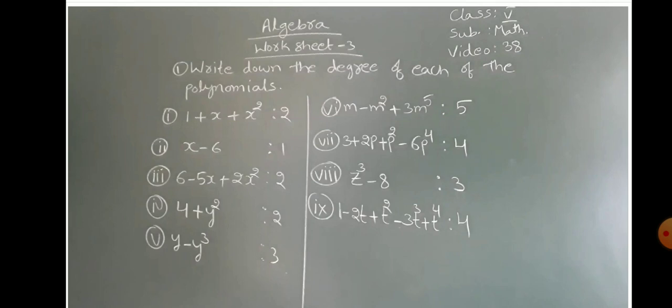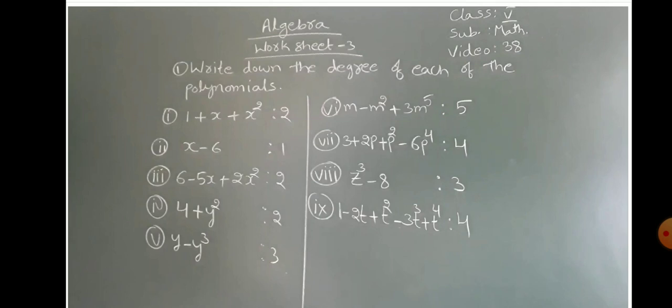Coming to the second question, x minus 6. x is a variable. Its power is not mentioned, so its power will become 1 by default. That's why the degree of the first term will become 1, and the second term is a constant, so its degree will become 0. So 1 and 0, in these two, 1 is greater. That's why the degree of x minus 6 is 1.